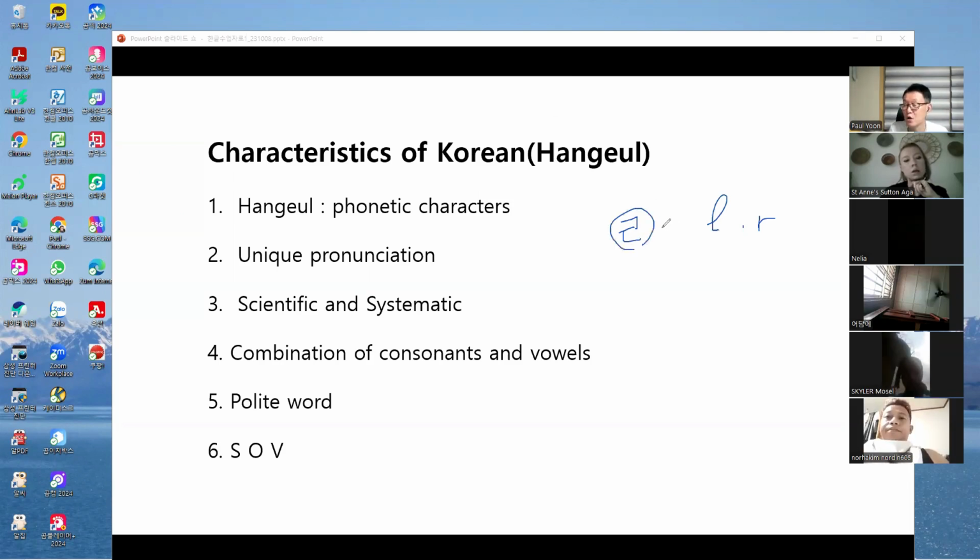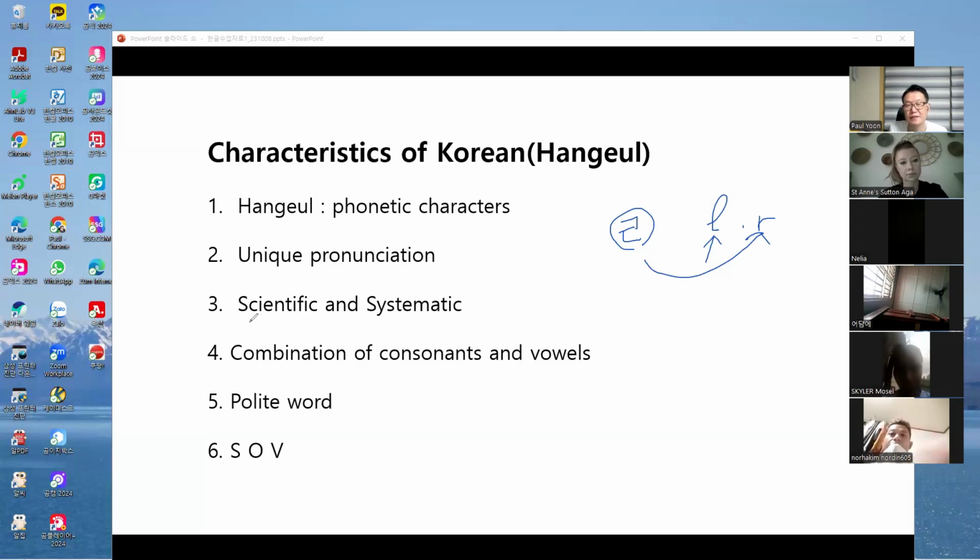Sometimes this consonant, depending on where it is located: at the first of a letter it is closer to the L sound, but in the middle or end of a letter, it is closer to the R sound. Okay, it depends on the locations. So we will study about this. Korean has some unique pronunciation.